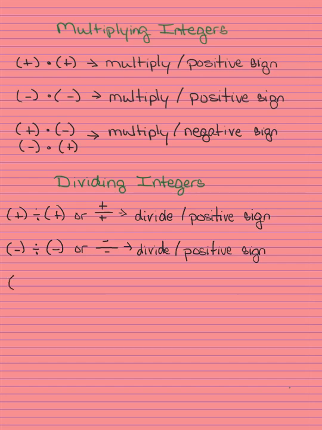Right underneath, write positive divided by a positive. Then you're going to put negative divided by a positive. Draw an arrow and put divide, put a little slash, and then put negative sign.